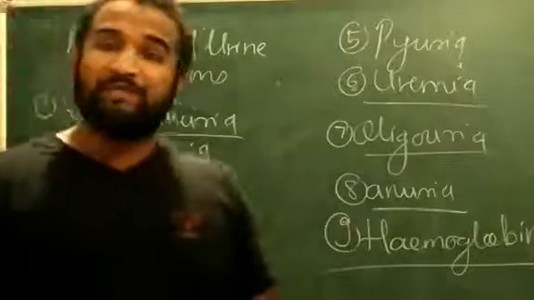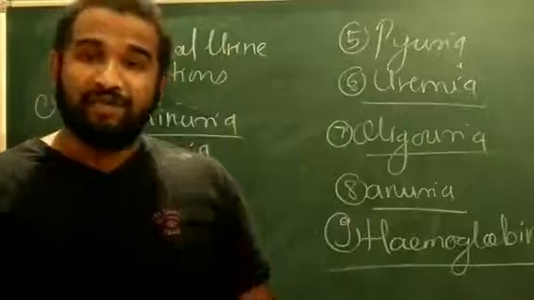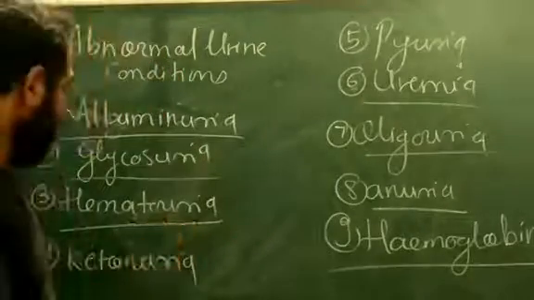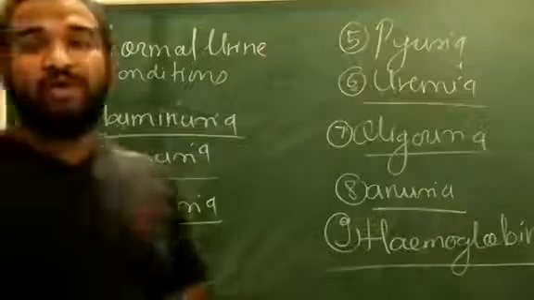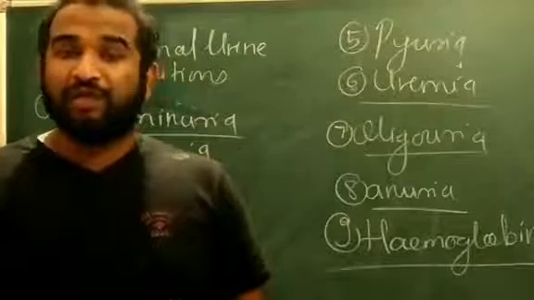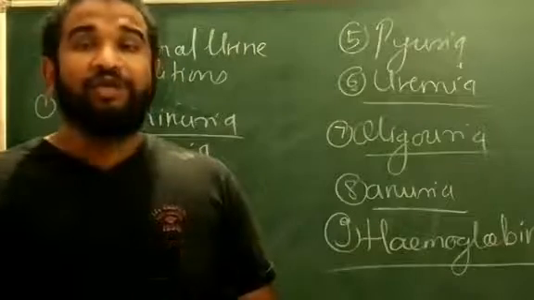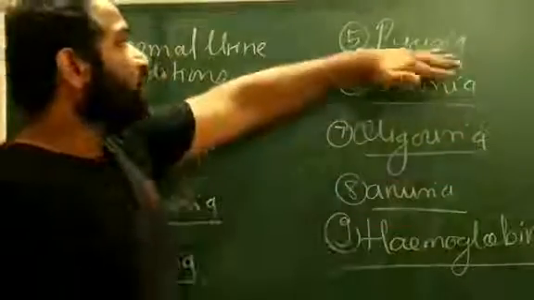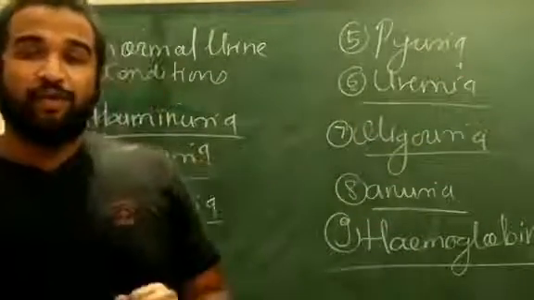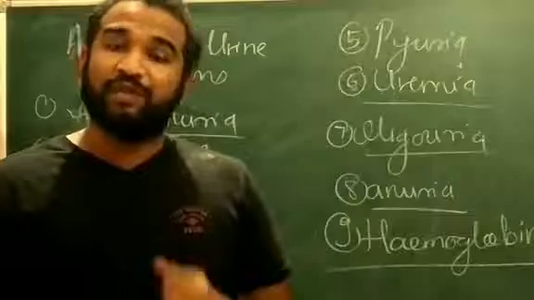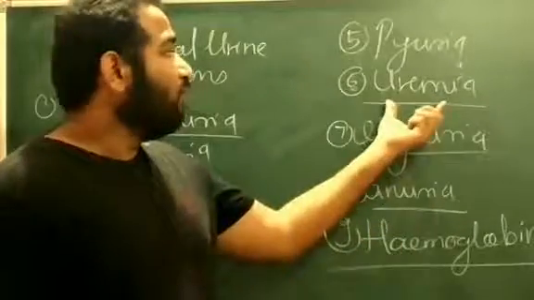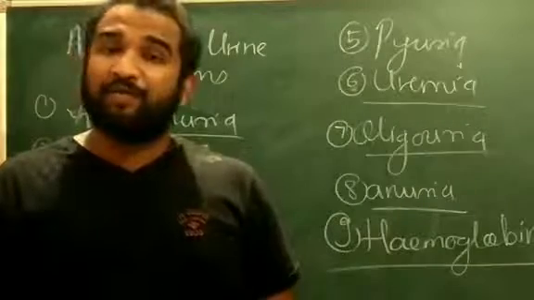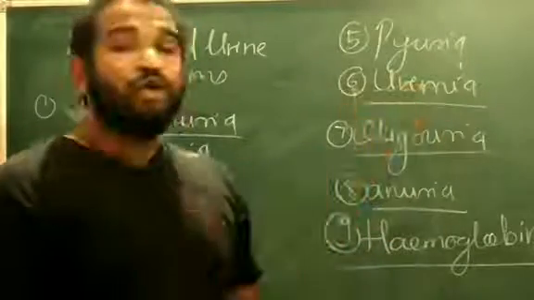What do we mean by heme? Heme means anything related to the blood. So when RBCs or blood is excreted in the urine, that condition is called hematuria. Next one is ketonuria. Ketone means the ketone bodies. Normally the ketone bodies are not excreted in the urine, but when the urine contains a large amount of ketone bodies, that condition is called ketonuria. Next one is pyuria. Pyuria is a condition when WBCs are excreted in the urine. Then what is uremia? As the name suggests, urea. When the urine contains a large amount of urea, that condition is called uremia.